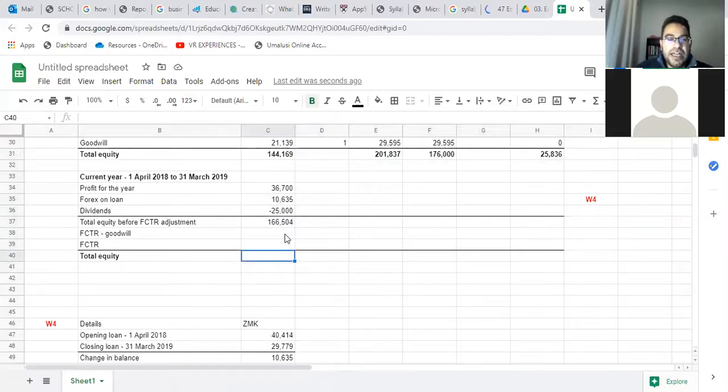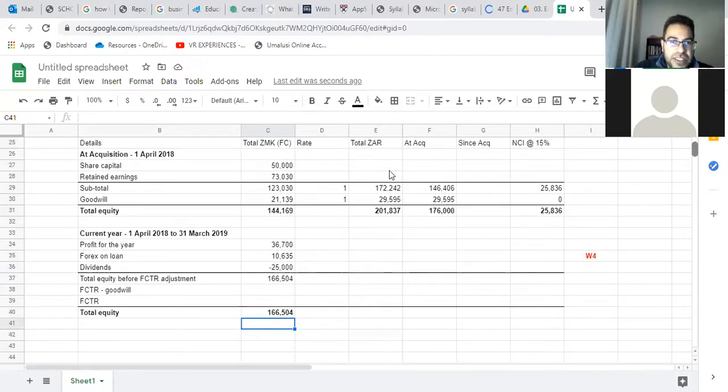Okay, in foreign currency, you only have a foreign currency translation as a result of converting from one currency to another. There's no conversion in this column. So therefore, this total equity will equal the same. Now, here is where the foreign currency translation reserve comes into play.